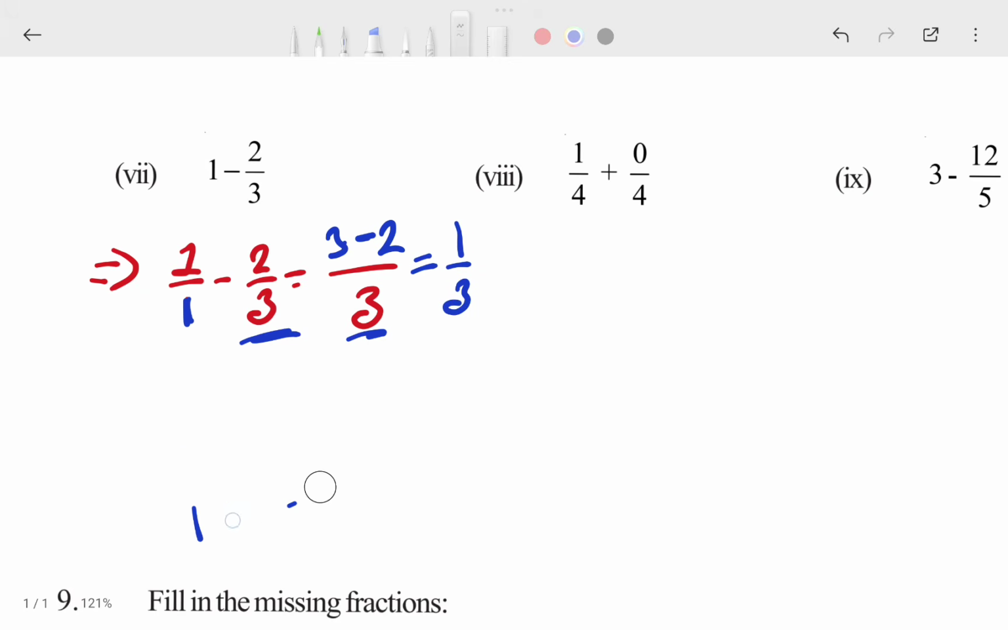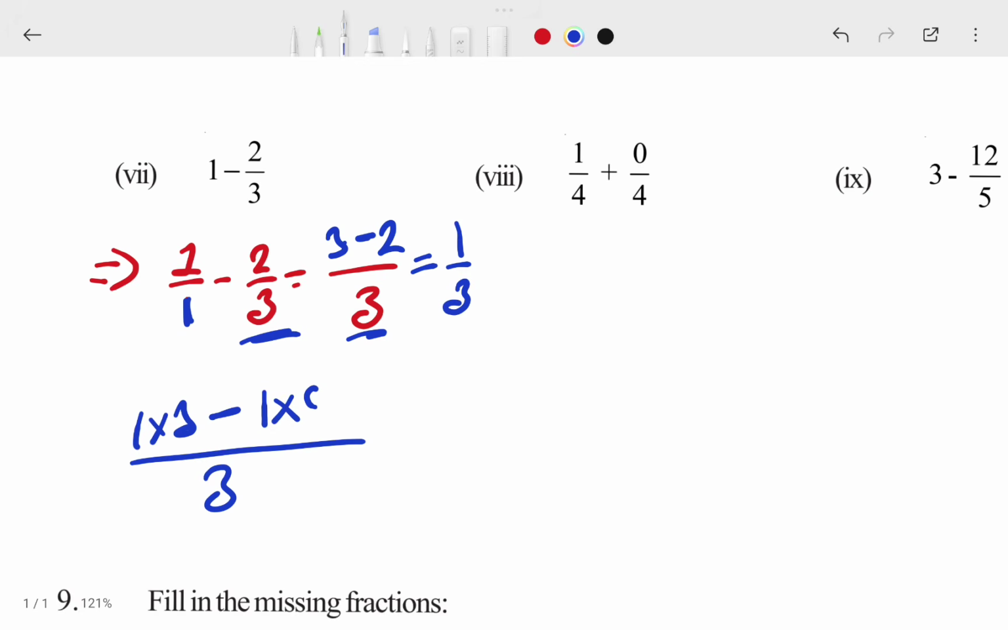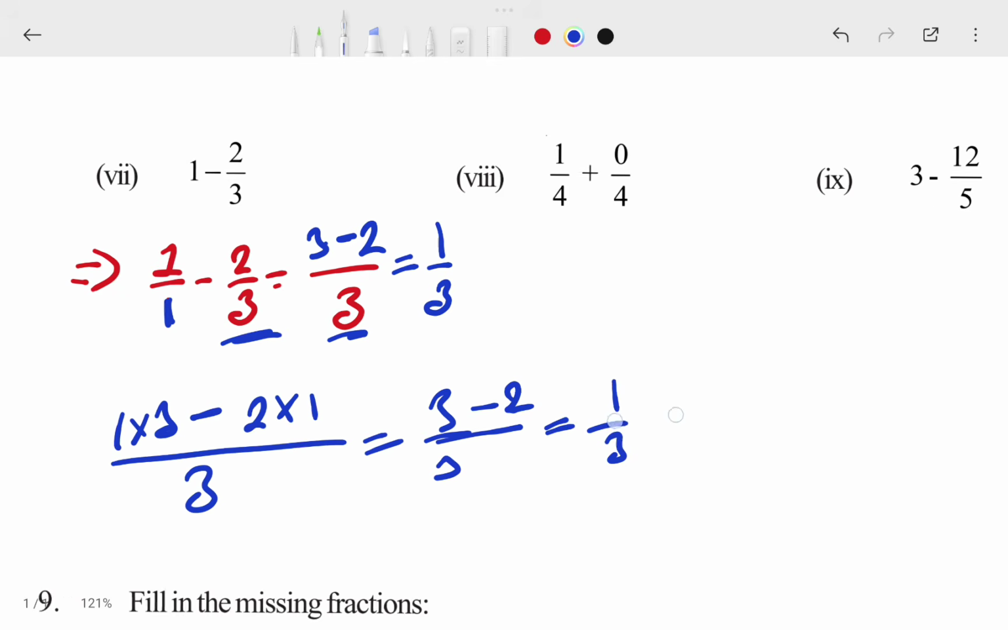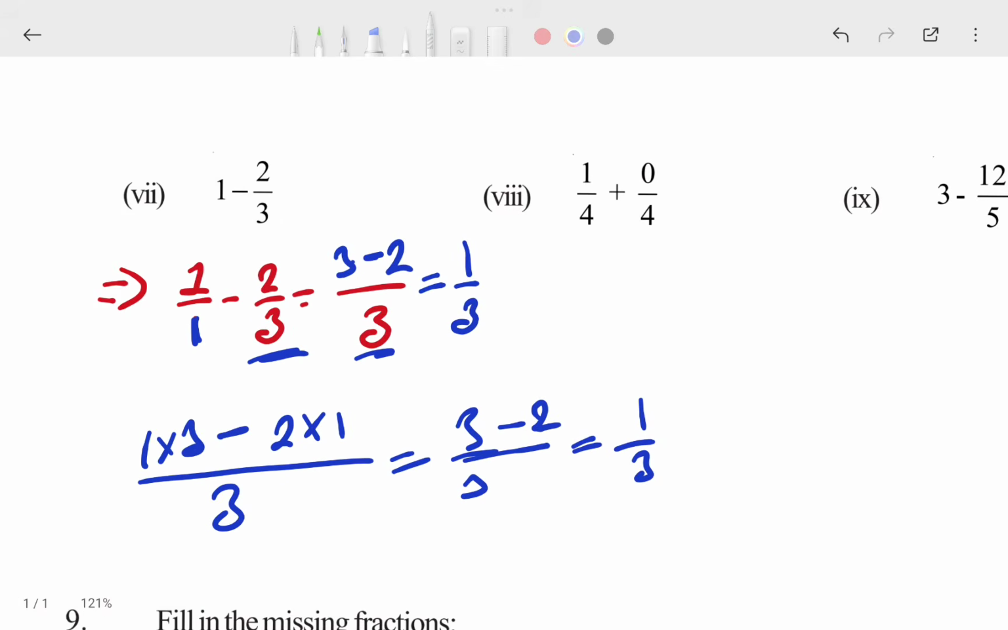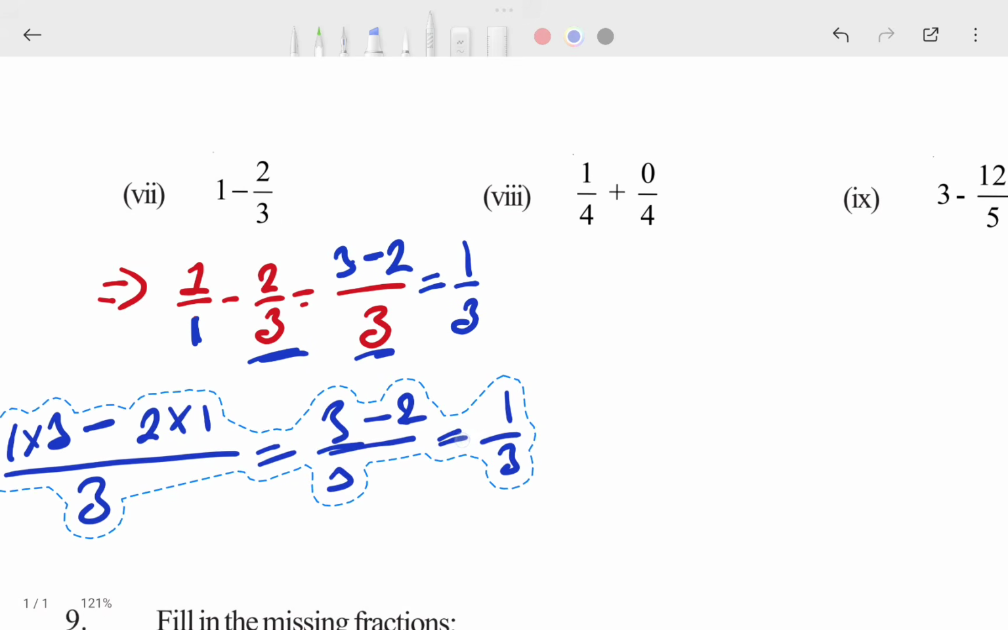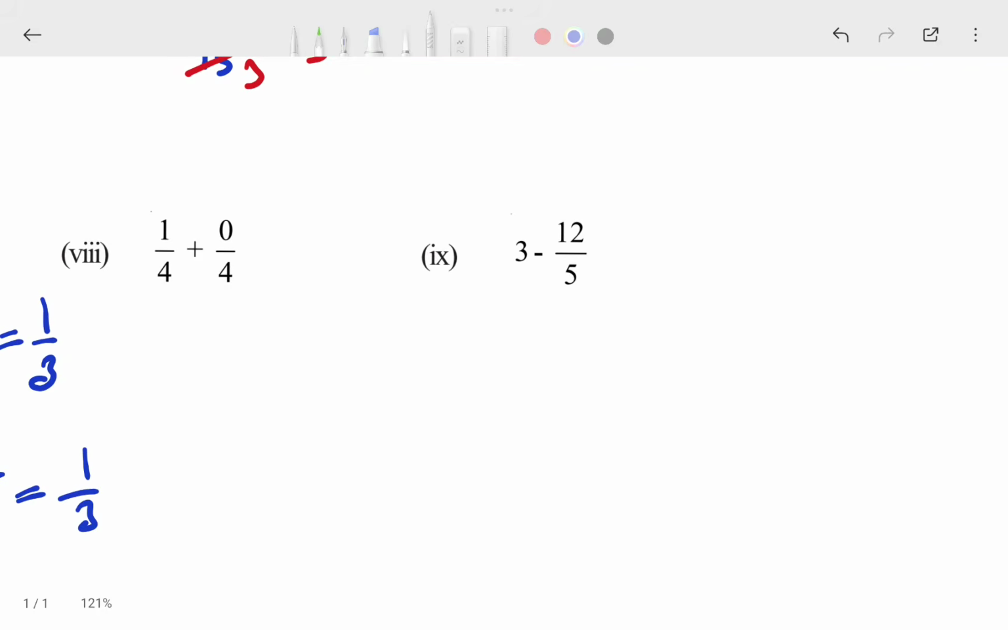So what will your teacher do? Your teacher will tell you like this: this is 3. In one table, 3 is how many times? 3 times. So this is going to be 1 into 3. Then minus, 3 is how many times? 1 time. So that's going to be 2 into 1. Your teacher is going to teach like this: 3 minus 2 by 3, so the answer is 1 by 3. Both are the same. Nothing in this one. Don't think it is different or something. Both are the same only.